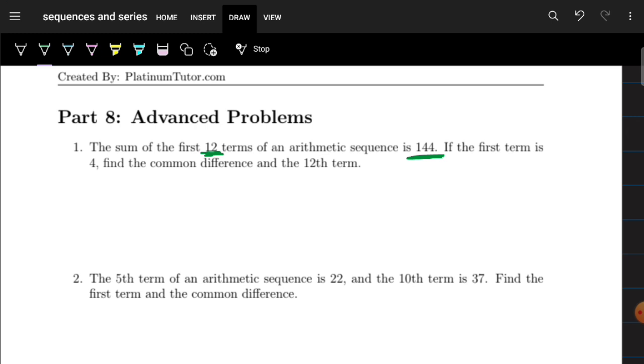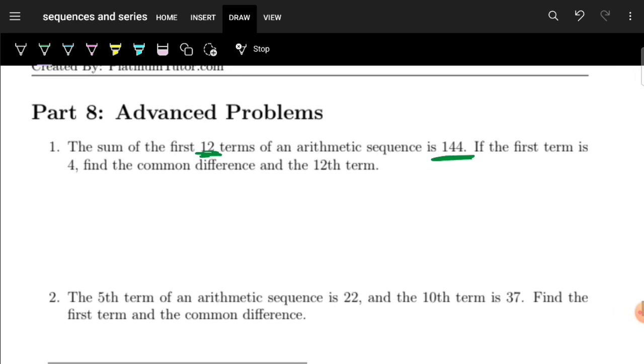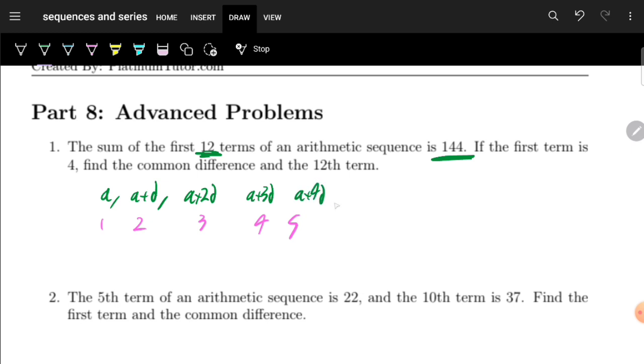Okay, so we have to think of this in the following way. We know the first term is a, second term is a plus d, again using the same logic we did above. So this is first term, second term, third, fourth, fifth. Third term will be a plus 2d, fourth term will be a plus 3d, fifth term will be a plus 4d, and so on.